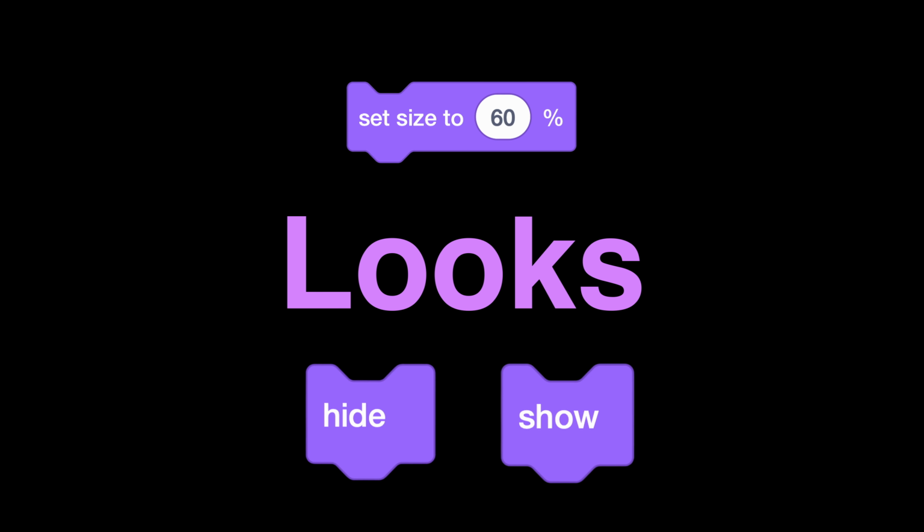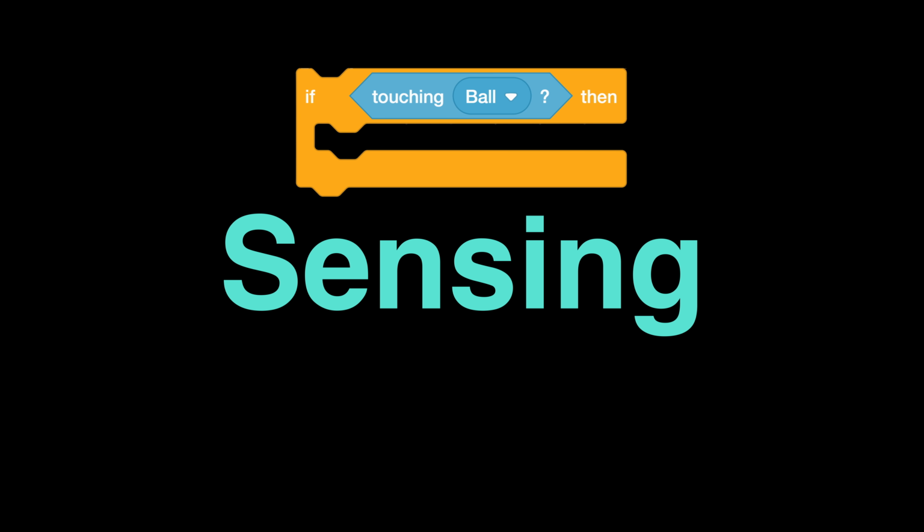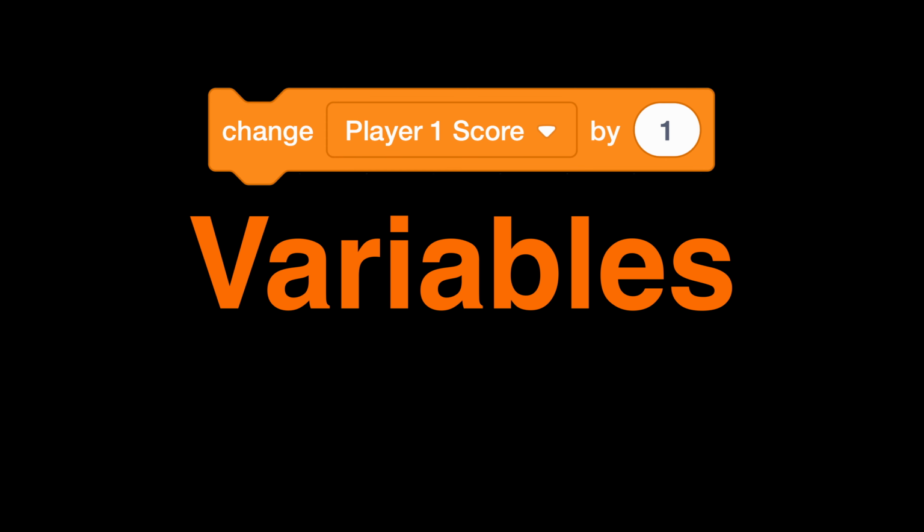There are a lot of blocks in Scratch, but you don't need to know all of them. All you really need to know are these categories. Motion, which moves your sprites and rotates your sprites. Looks, which can change the sprite's size or hide or show the sprite. Control. Control blocks are basic concepts of coding, such as loops, if statements, and waits. Sensing. These are inputs, such as touching something or when a key is pressed. And variables. These are just a box that stores information that you can refer to later.